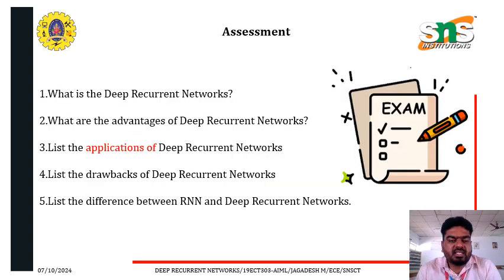So let's take up the assessment. The first question is, what are deep recurrent networks? Second question, what are the advantages of deep recurrent networks? And third one, list the applications of deep recurrent networks. When you specify the applications, write a detailed explanation for any one application which you are listing. And the fourth one is, list the drawbacks of deep recurrent networks. Next one, list the differences between RNN and deep recurrent networks.